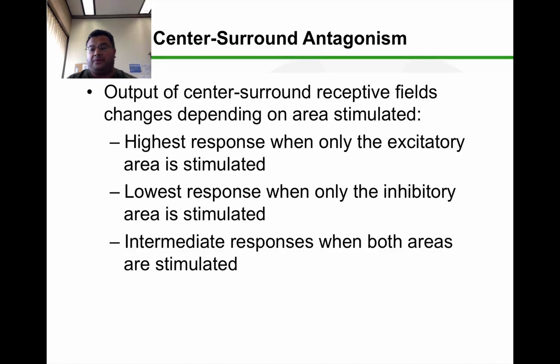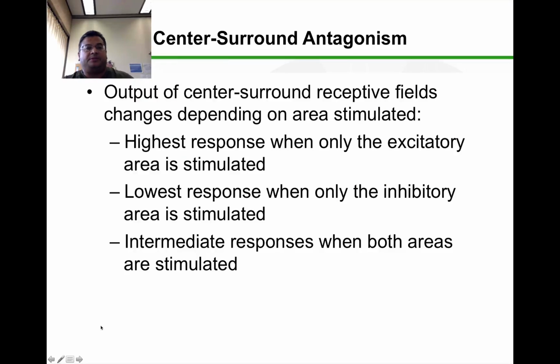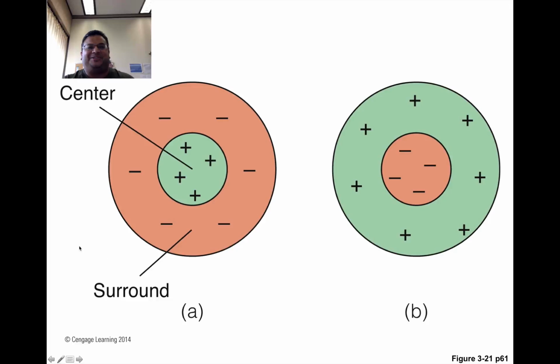What if we stimulate both, right? What if we go back here and I shine a light that hits both, so it hits the positive and negative? You get an in-between response, right?